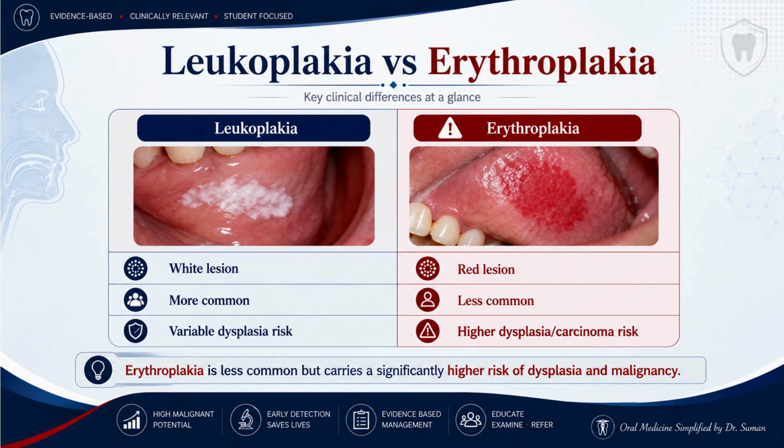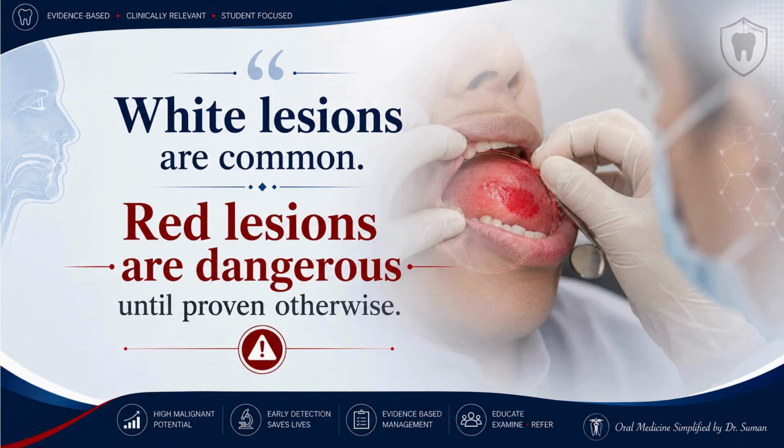The key message is that when the lesion is persistently red, unexplained, and suspicious, the threshold for biopsy or referral should be low. The clinical pearl for this lecture is a persistent, unexplained red patch should never be ignored. It may be painless, it may not bleed, it may not look ulcerated, but if it persists, especially in a high-risk site or in a patient with risk habits, it must be investigated.